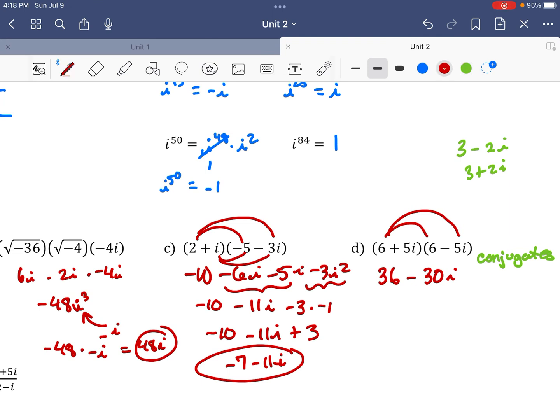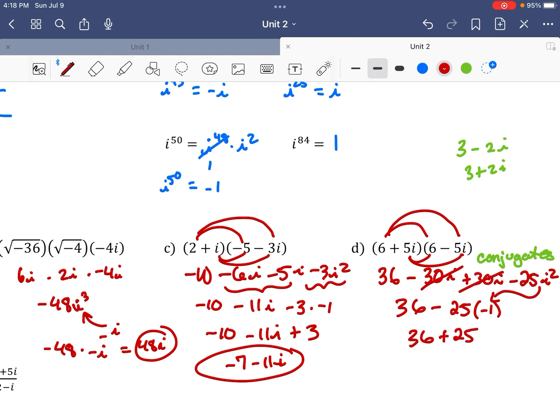All right, so let's keep multiplying this out. This inside part is positive 30i. And the last part is negative 25i squared. So look, these cancel. Beautiful. So 36. I get minus 25 times, this turns into negative 1, right? i squared is negative 1. So that's 36 plus 25. So what's that? 61.